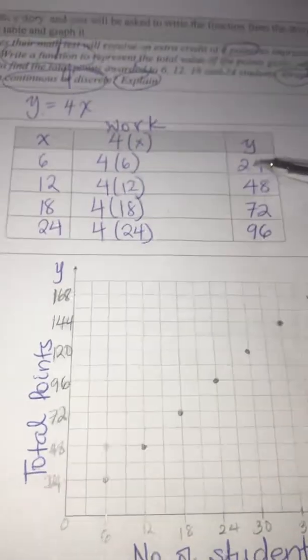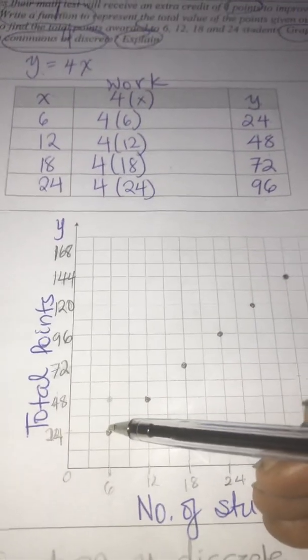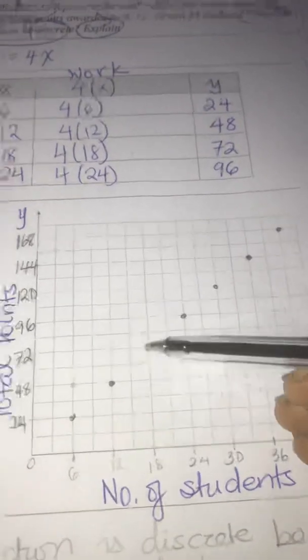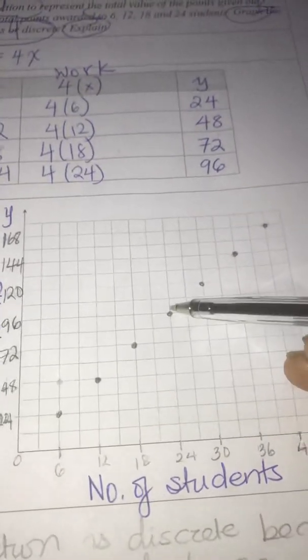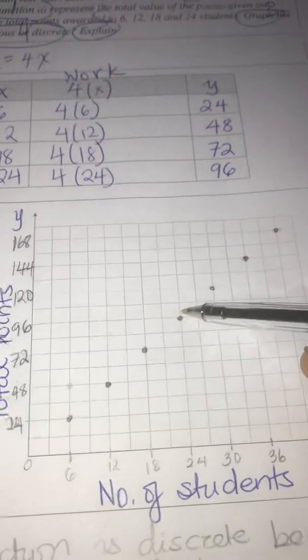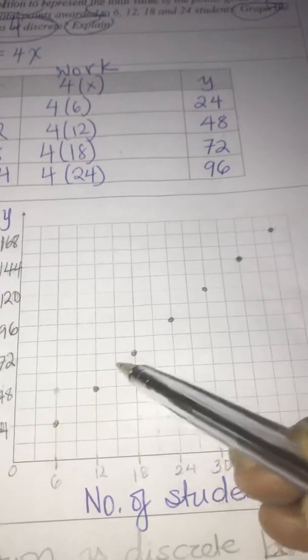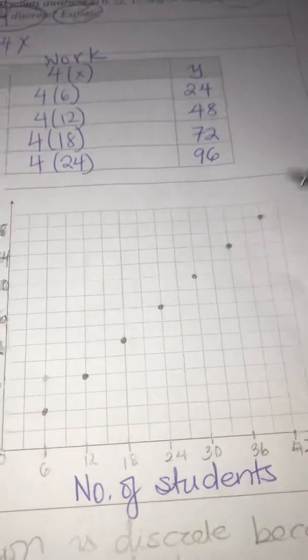Then I came to my graph. 6 goes with 24. 12 goes with 48. 18 goes with 72. 24 goes with 96. And then I followed the pattern. Every 2 boxes I put a dot.